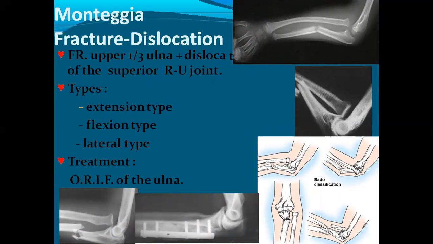Another common fracture of the forearm is Monteggia fracture dislocation. This is an upper one-third forearm fracture, presenting with a fracture of the upper one-third of the ulna plus dislocation of the superior radioulnar joint. Type can be extension type, flexion type, or lateral type. Treatment is again open reduction internal fixation of the ulna.